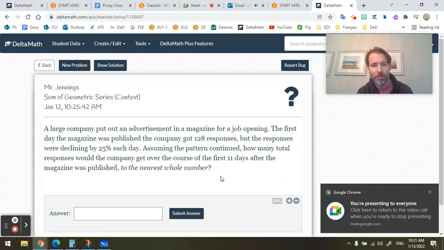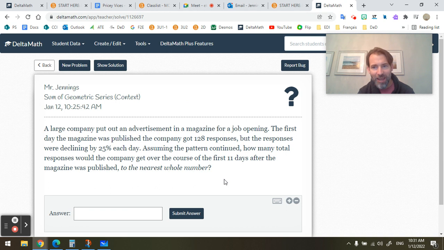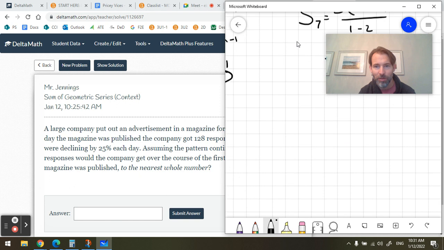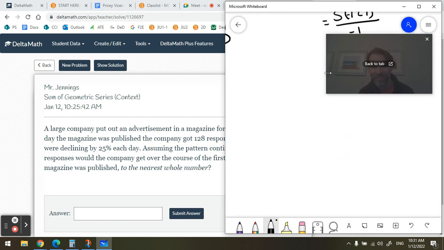Okay, yes. So when we're looking at a problem like this, we want to know what is our A, what is our R, and what is our N. Those are the numbers that we're hunting for, right? Because those are the numbers that we feed into our formulas.